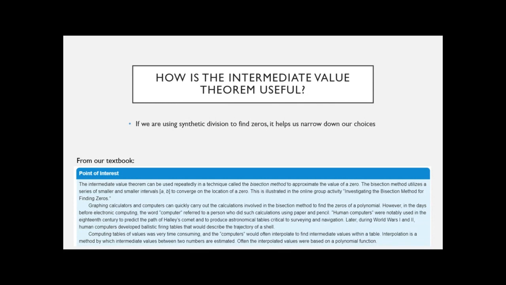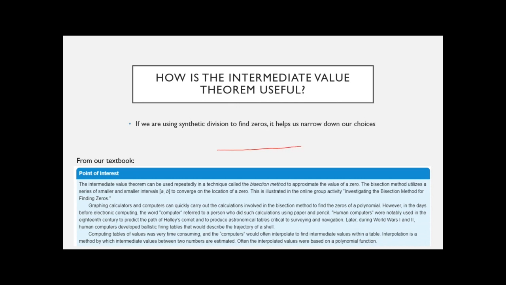And this is actually, I took this from our textbook. So the intermediate value theorem can be used repeatedly in a technique called the bisection method to approximate the value of a 0. And this method is actually what your calculators do. Like graphing calculators, all the technology that we're relying on to find zeros actually use this method. So the bisection method utilizes a series of smaller and smaller intervals to converge on the location of a 0.